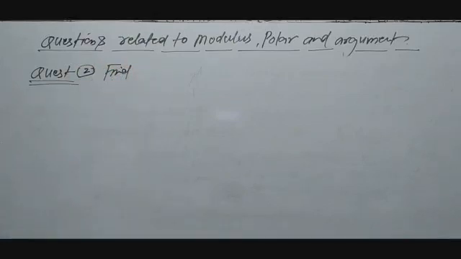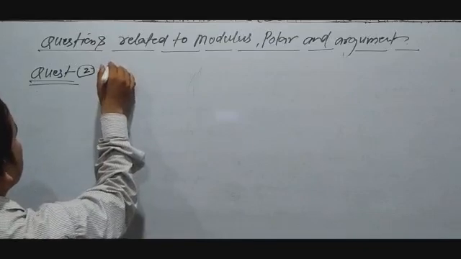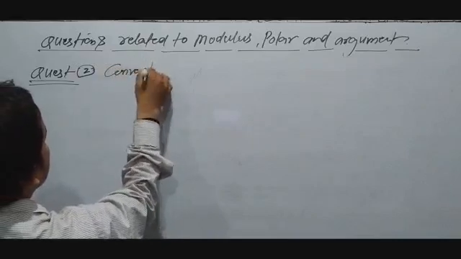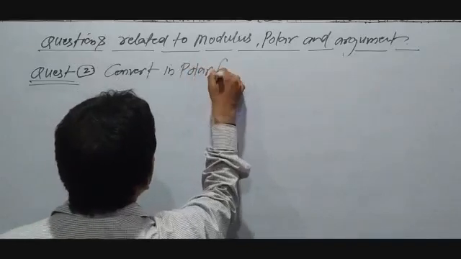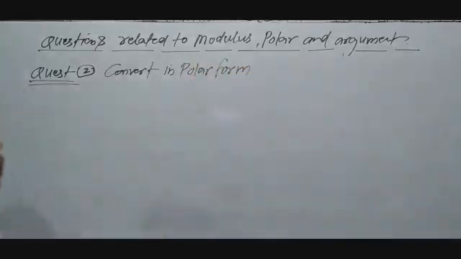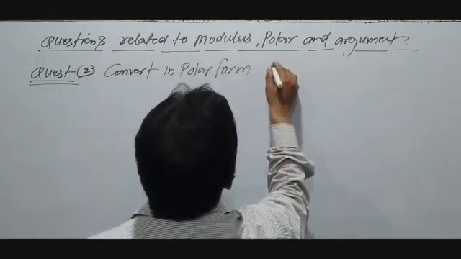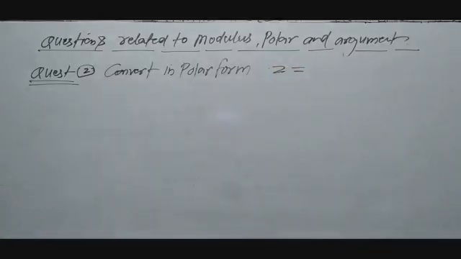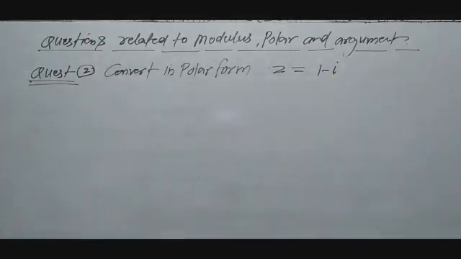Find, or convert, the given complex number in polar form. Convert in polar form. The given complex number z is equal to 1 minus i. So 1 minus i is given and we have to convert it in polar form.